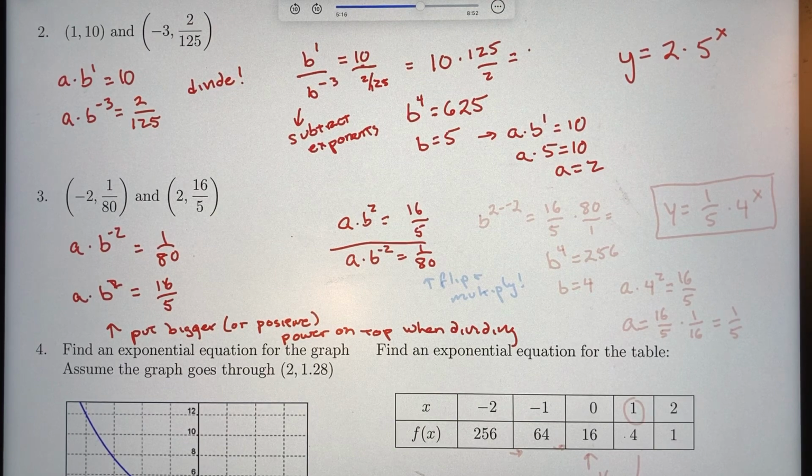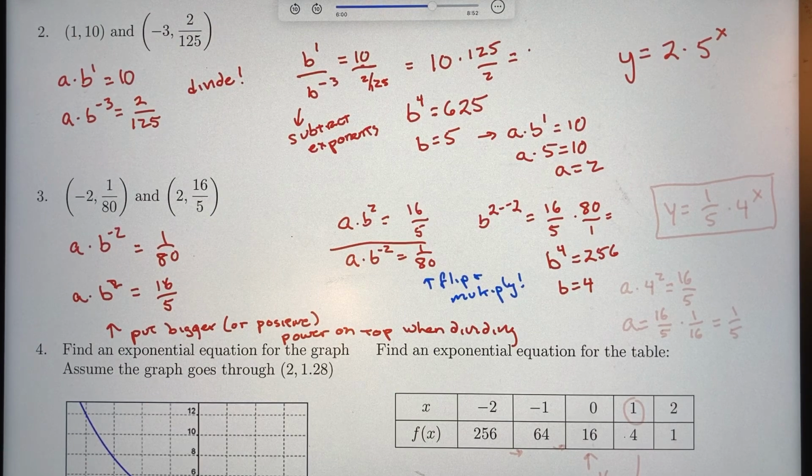So canceling out the a's, I have b to the 2 minus negative 2 is 16/5 times 80 over 1. Flip and multiply. I'll write that in blue. Calculator says that is 256. So b to the grand total of 4 is 256. And again, small number. Try 8. No, way too big. Try 4. Oh, 4 is good.